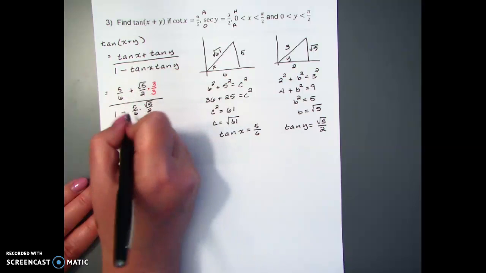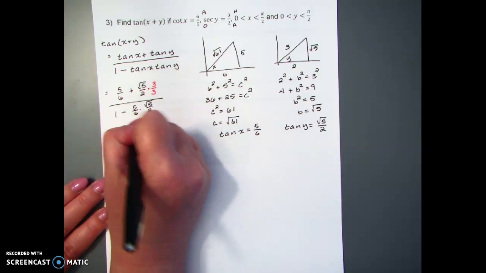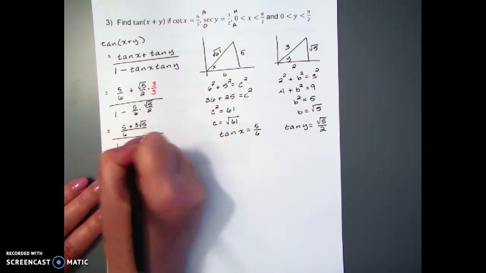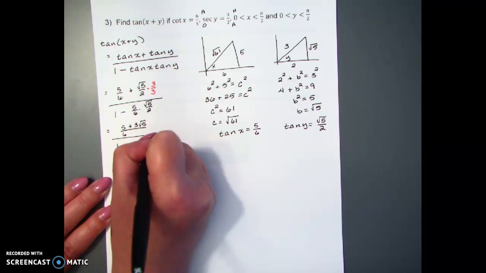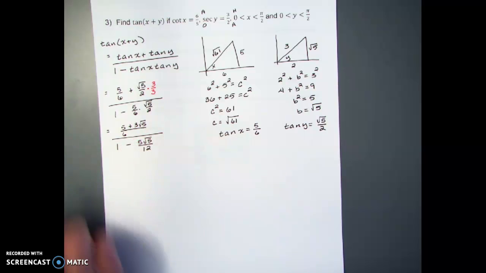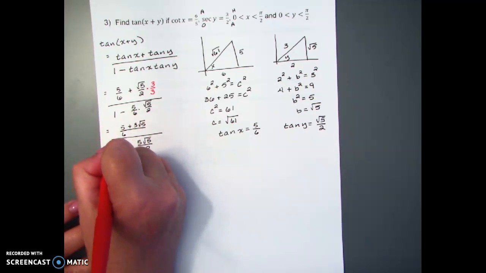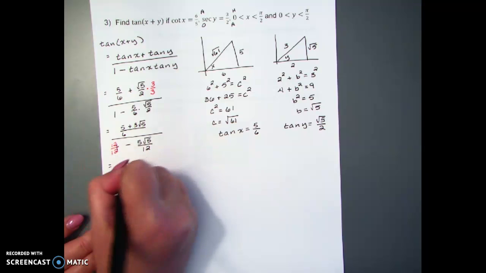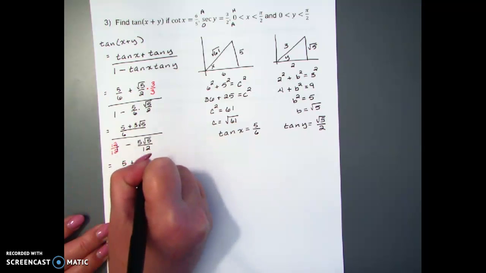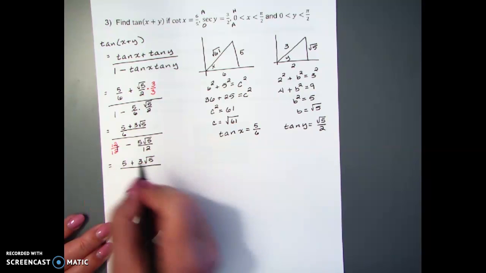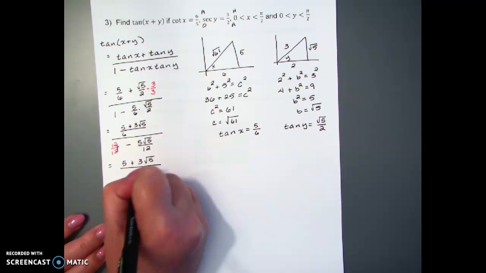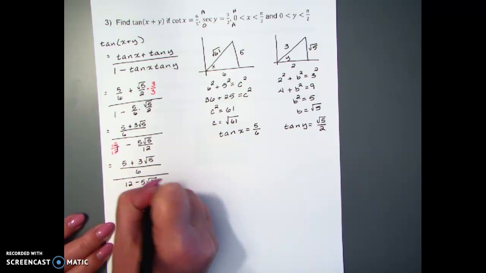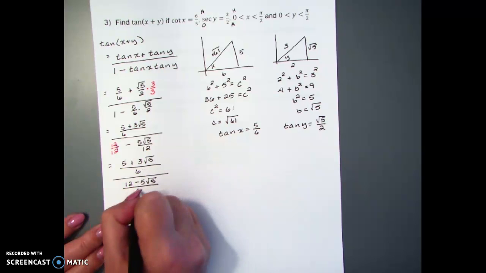plus, and then that's going to end up being 3 root 5 over 6. And in my denominator, I have 1 minus, and we get 5 root 5 over 12. So recognizing 1 could be written as 12 over 12, we have 5 plus 3 root 5 over 6, and then that's over 12 minus 5 root 5, all over 12.